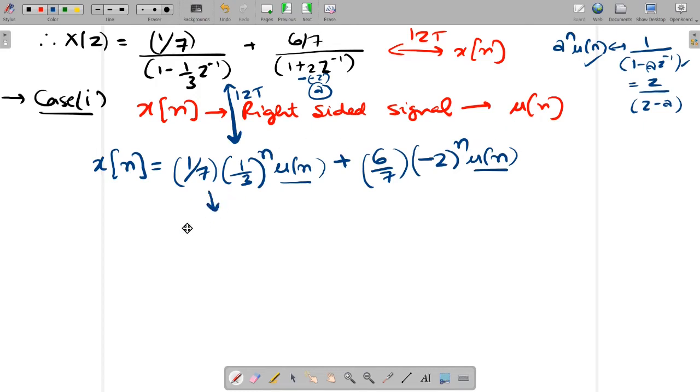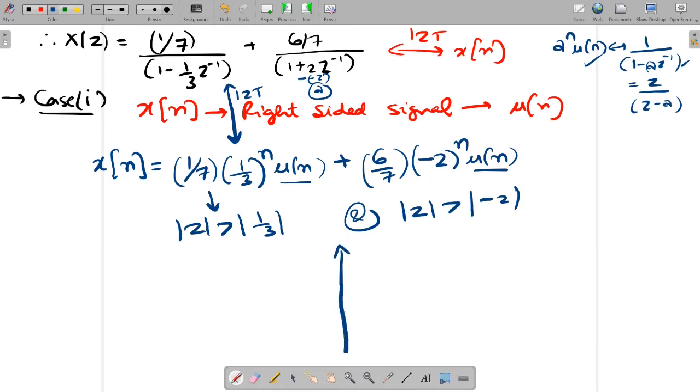What is the ROC for this? Mod z is more than a. What is a? 1 by 3. And mod z is more than minus 2. Fine. Let us plot the ROC, please. So what is the pole value over here? It is 1 by 3. What is the next pole value? It is minus 2.